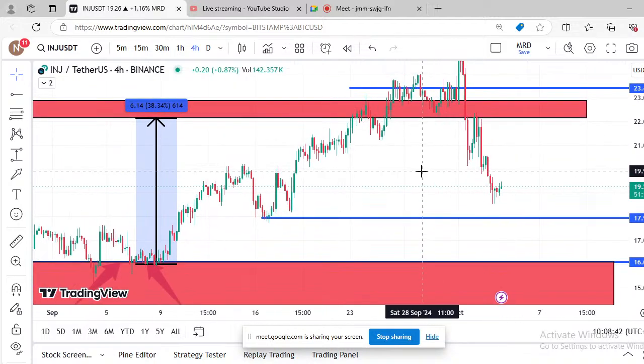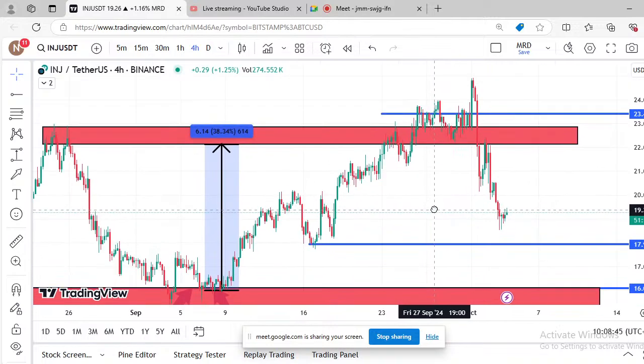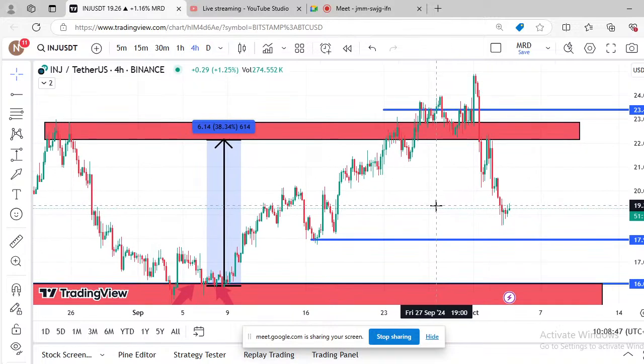So that's how you follow. From 1 week, you go to 1 day, you go to 4 hours. And you can see the many points where the market is interested.